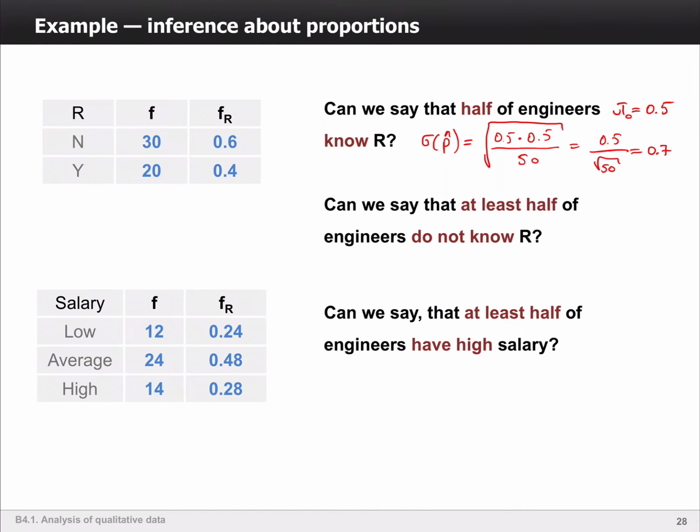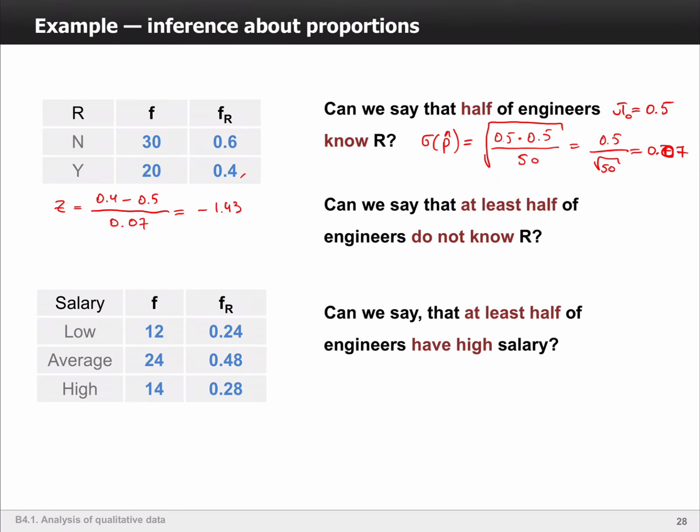Now we can calculate the z value. So in this case, I will do it here. So z is our proportion for our sample at 0.4 minus the proportion for our null hypothesis at 0.5, and then divided by 0.07. Oh, I forgot, this is 0.07, not 0.7. 0.07. Okay.